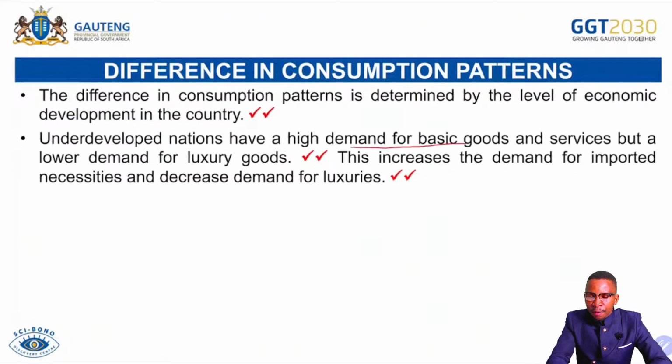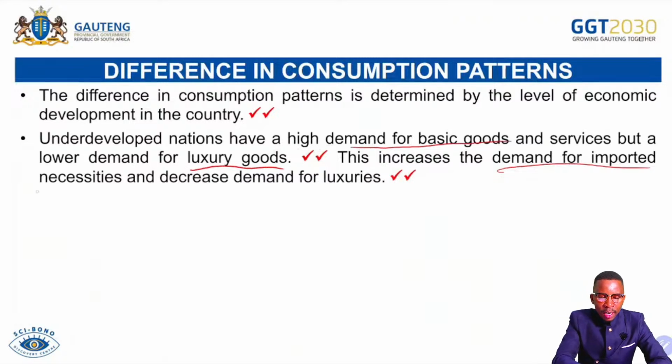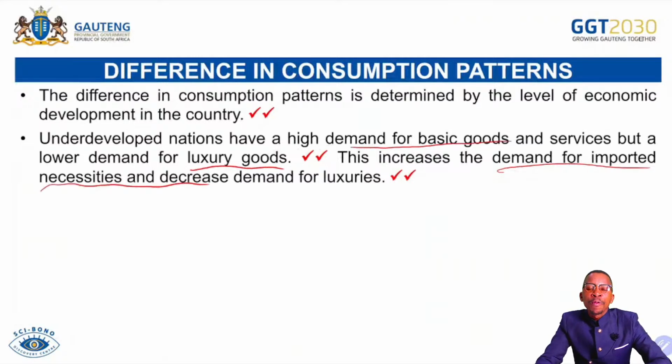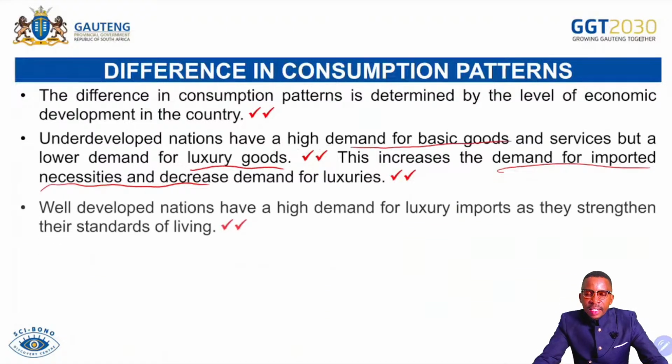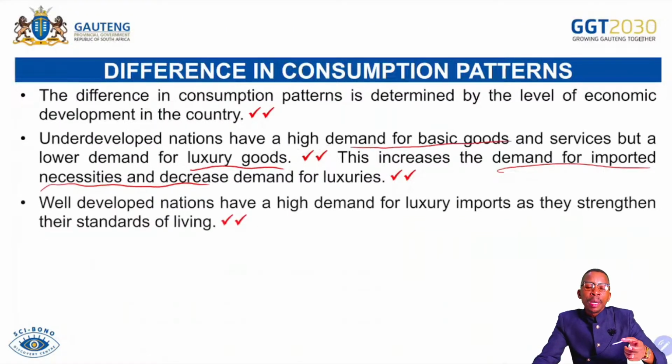Underdeveloped nations have a high demand for basic goods and services, but lower demand for luxury goods and services. This increases the demand for imported necessities and decreases the demand for luxuries. So underdeveloped countries do not demand most luxuries, but they demand the necessities for basic living. They import those necessities if they cannot be adequately offered by their domestic markets, so they import them from other countries. We know that they are unable to demand most luxuries because they are underdeveloped. There's a lower level of wealth and income. So in this case, we simply compare the consumption patterns of both developed nations and developing nations.